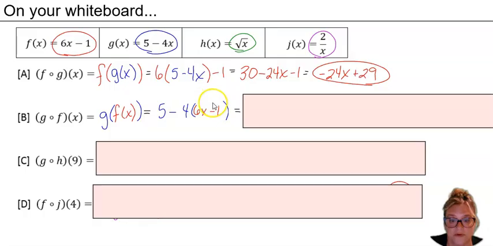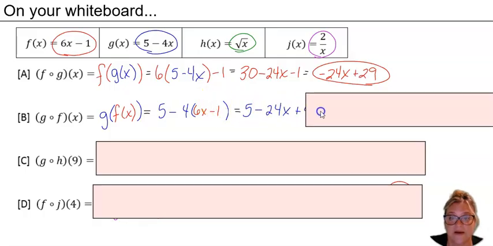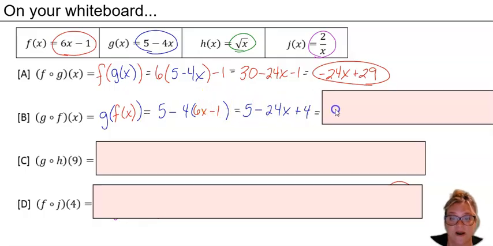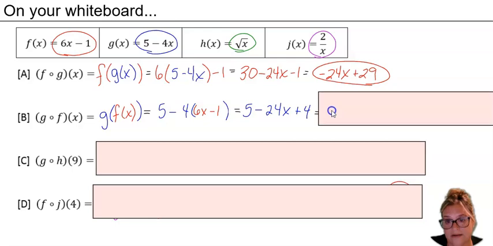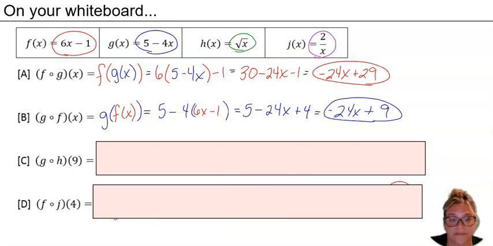Again, we need to distribute to get rid of those parentheses. We have 5 minus 24x plus 4. And then when we combine like terms, that's a negative 24x plus 9.